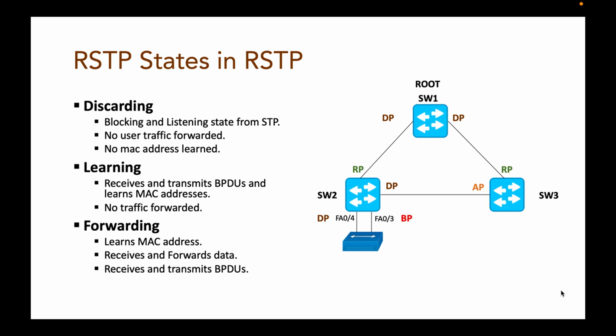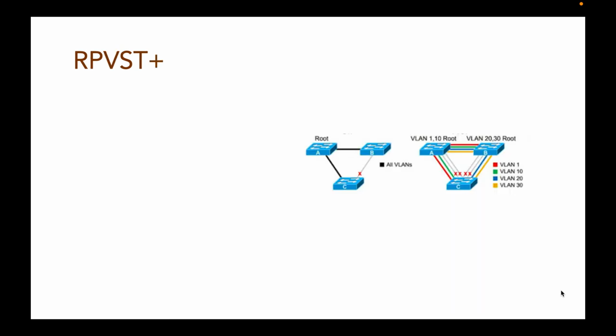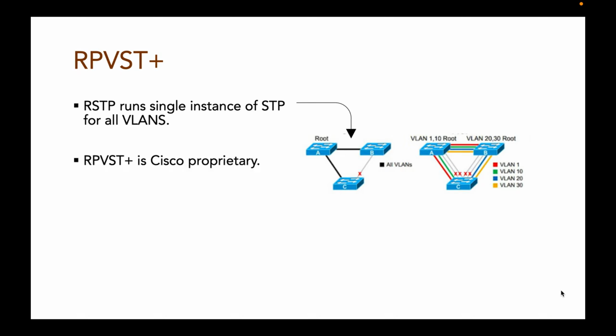Now, let's try to know what is RPVST plus. As you know, RSTP, like STP, runs a single instance of STP for all VLANs and will have a single root bridge for all VLANs, which overall impacts network utilization. So RPVST is the solution for this problem, and it is a Cisco proprietary version of RSTP.